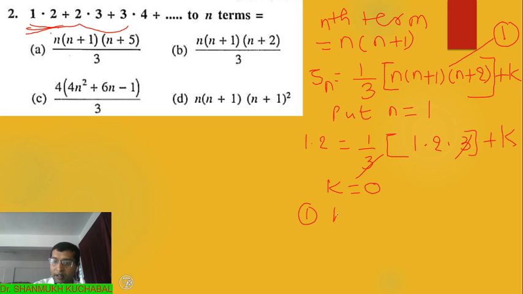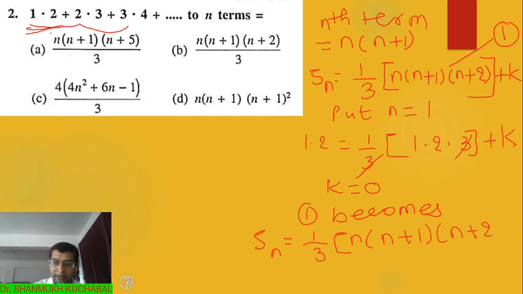Therefore equation 1 becomes Sn equal to 1 by 3 into n into n plus 1 into n plus 2. So we get this as Sn. Therefore option B, n into n plus 1 into n plus 2 divided by 3, is the right answer. Therefore B is the right answer. We'll move to our next example.